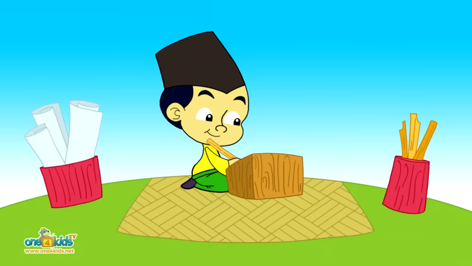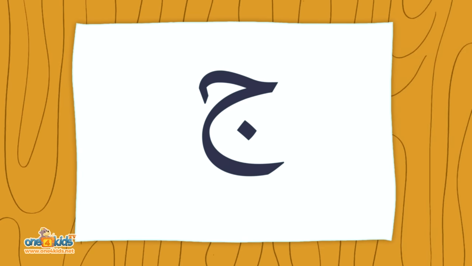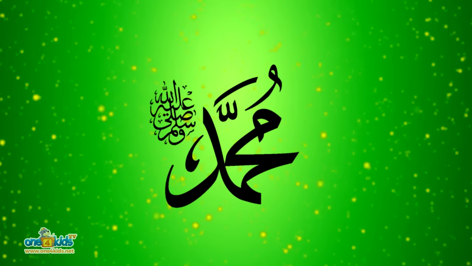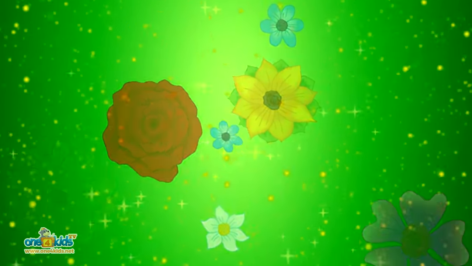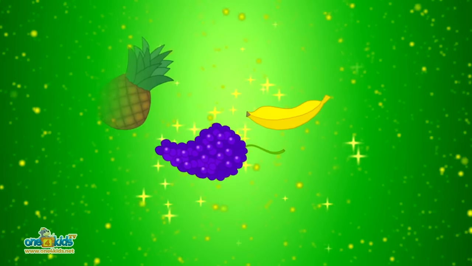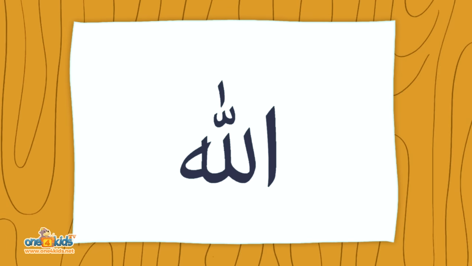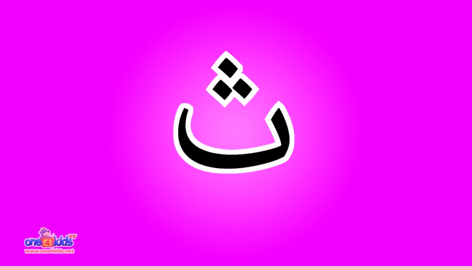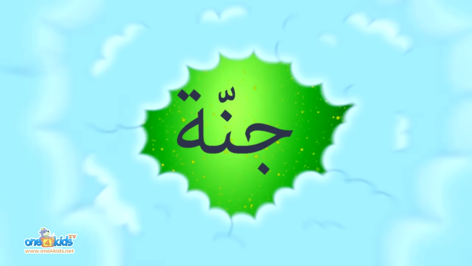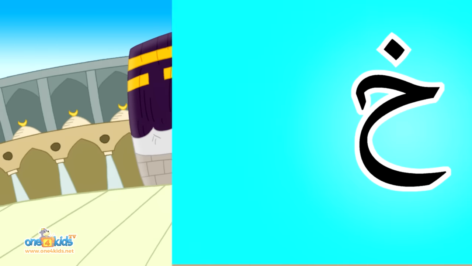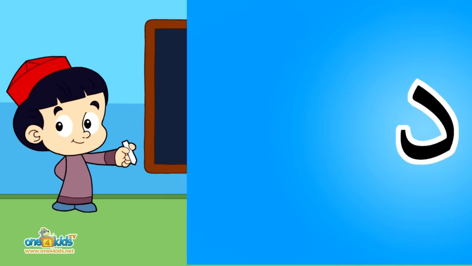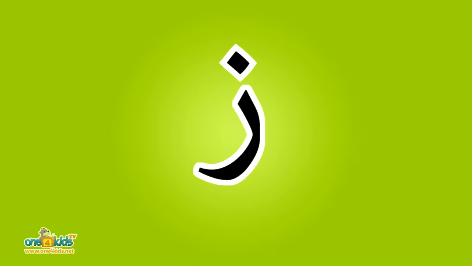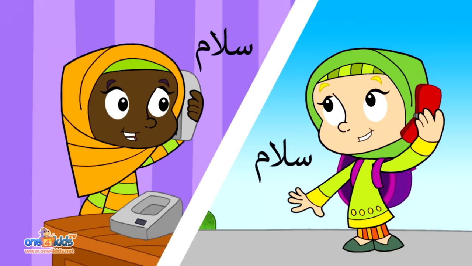We're learning the Arabic alphabet so we can read and learn Al-Quran, the language of our beloved Muhammad, the last prophet sent from Allah. Alif is for Bismillah, Ta is for Taqwa, and Tha for Thawab. Jim is for Jannah, Ha is for Hajj, Kha is for Khalid, and Dal for Dawood. Dhal is for Dhahab, Ra for Ramadan, Zain is for Zakat, and Sin for Salam.